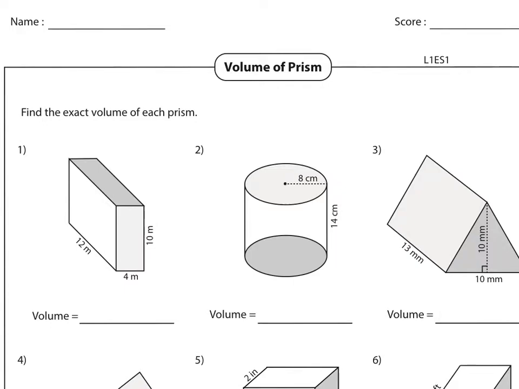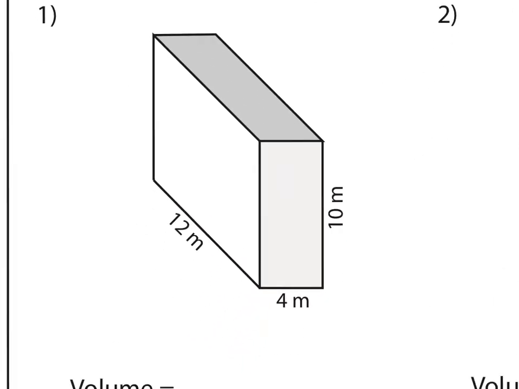Alright, so let's talk about volume of prisms. If we're looking at volume of prisms, we're going to do three ways. The generic way to think about volume is to multiply the surface area by the height of the actual prism, and that will give you the volume. That's the general rule. Now let's look at the first one.